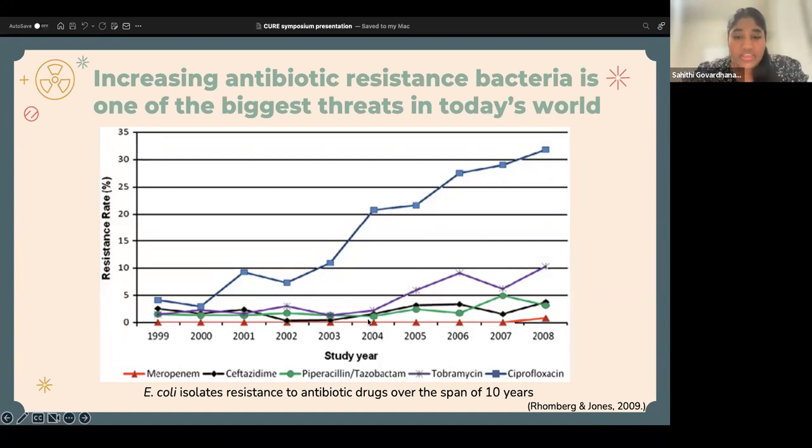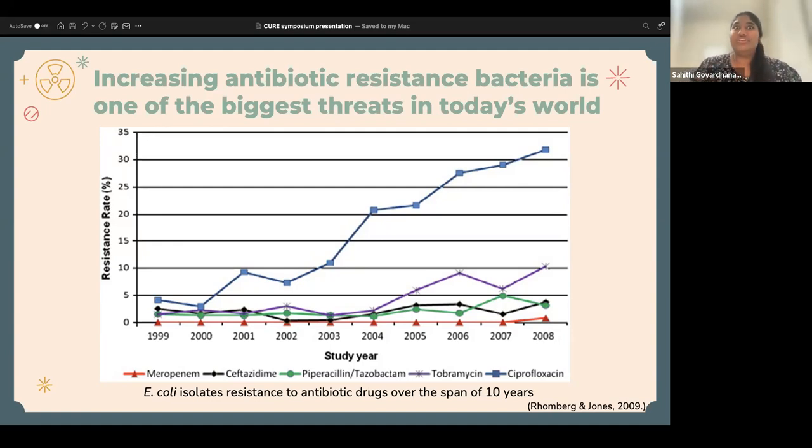So right here is an example. We have E. coli bacteria over the span of 10 years against 5 different antibiotics. And as you can see, there's a clear increase in the resistance by 2008 over the span of 10 years. Because of the increase in antibiotic resistance, we cannot treat bacterial infections as effectively as we used to, or cannot treat them at all. This is where bacteriophage come in.